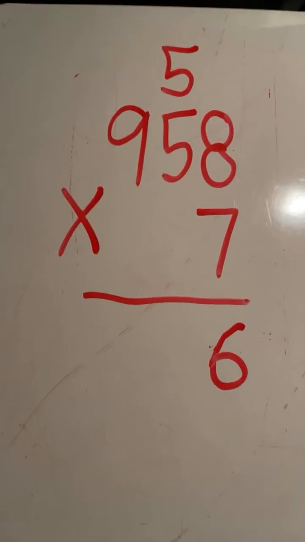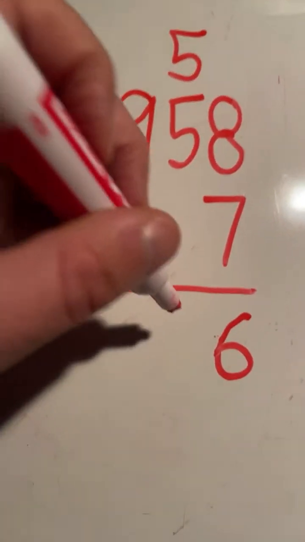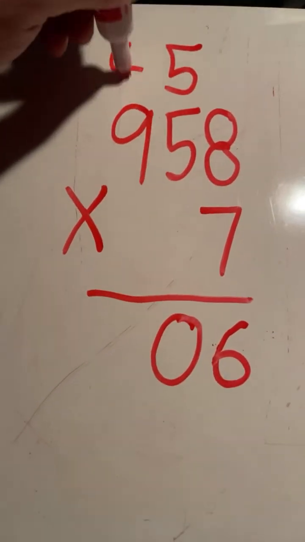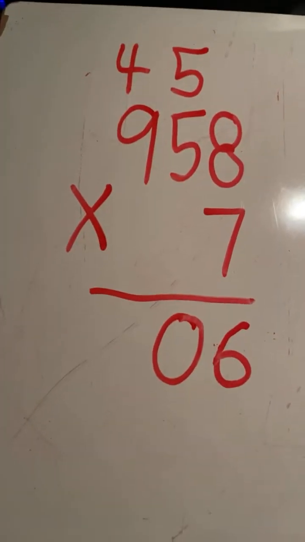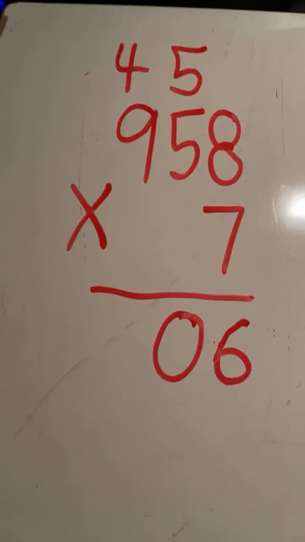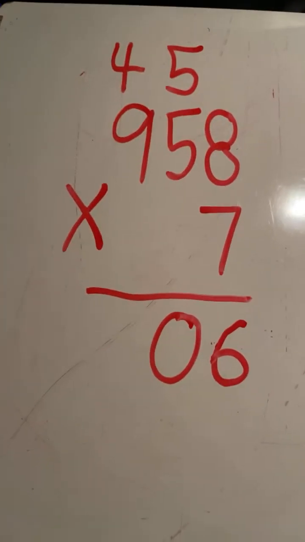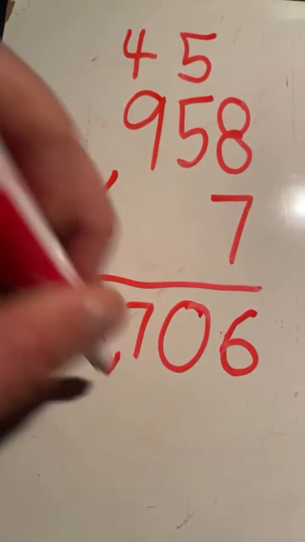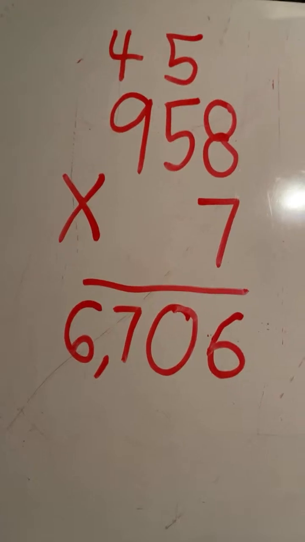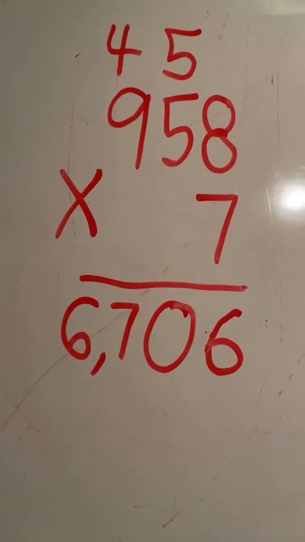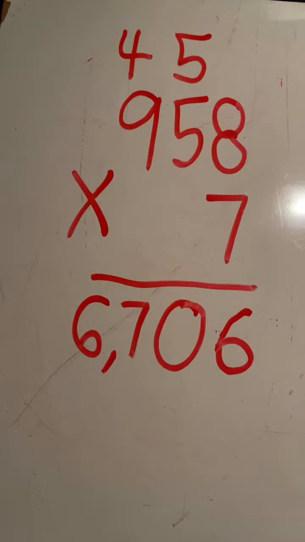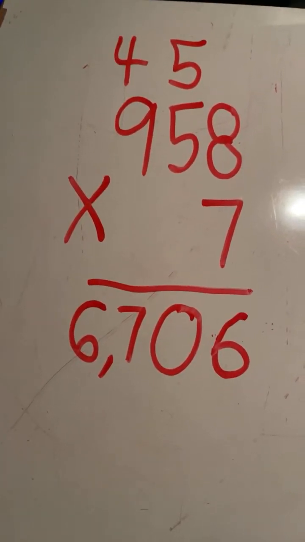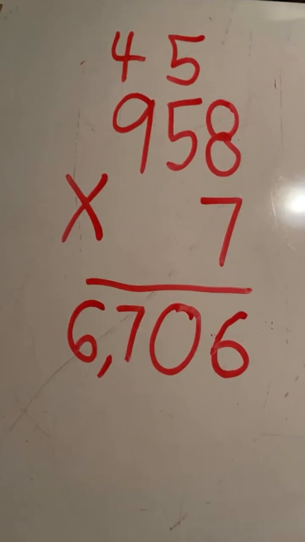5 times 7 equals 35, plus 5 equals 40. The 0 in 40 goes in the tens place. The 4 gets carried over to the hundreds place. 9 times 7 equals 63, plus 4 equals 67. And we have our final answer. 958 times 7 equals 6,706.